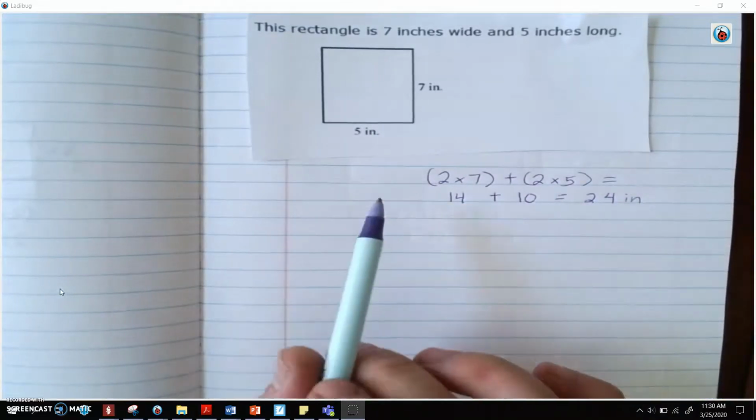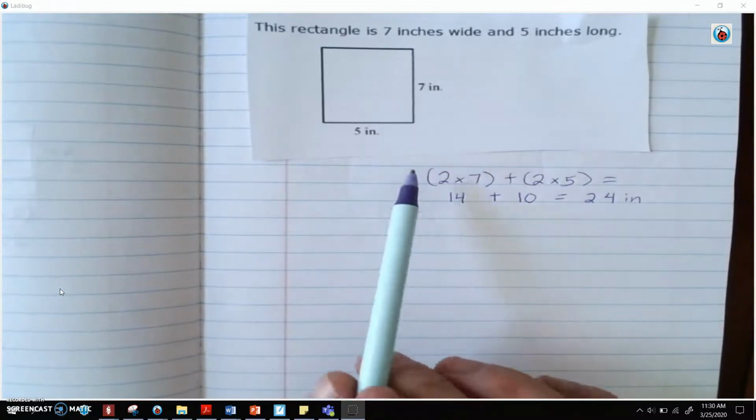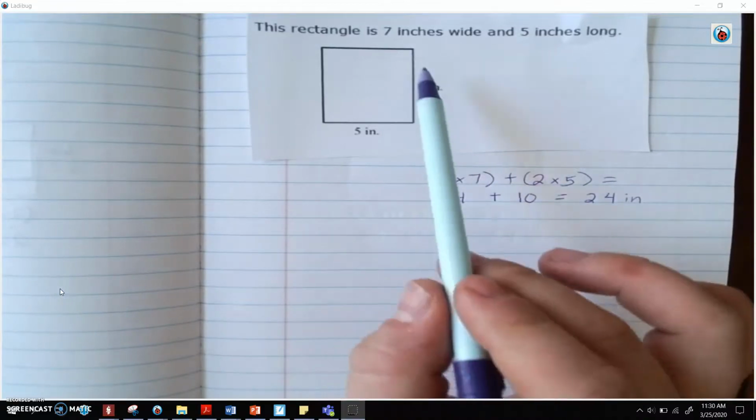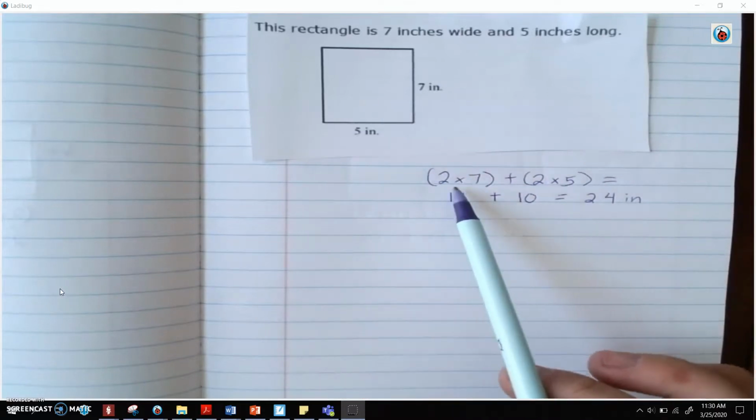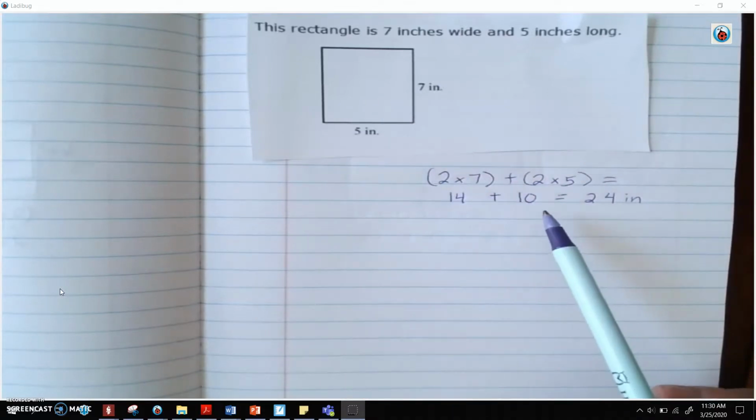So today we have learned how to use an equation to solve for perimeter. We can either add up all the sides, or we can turn it into a multiplication and addition problem like I've done here.